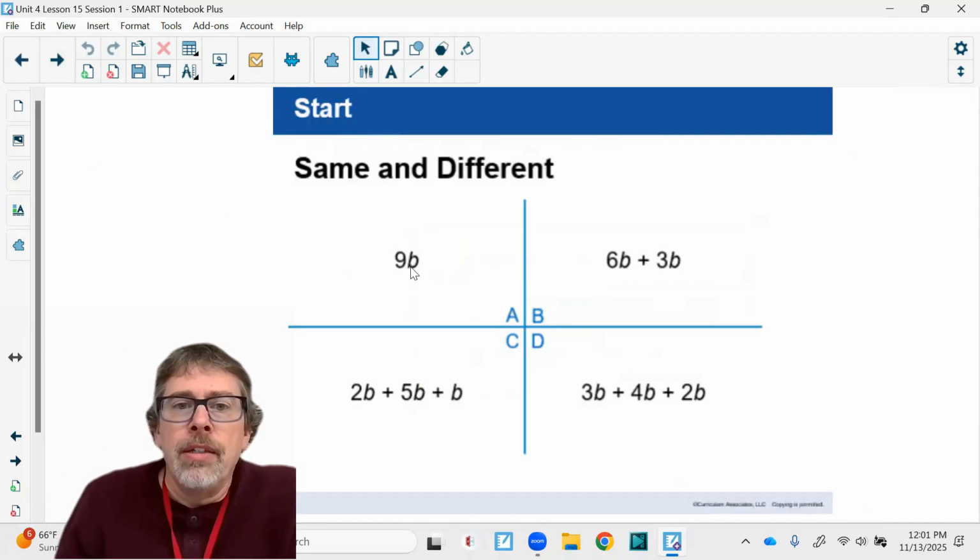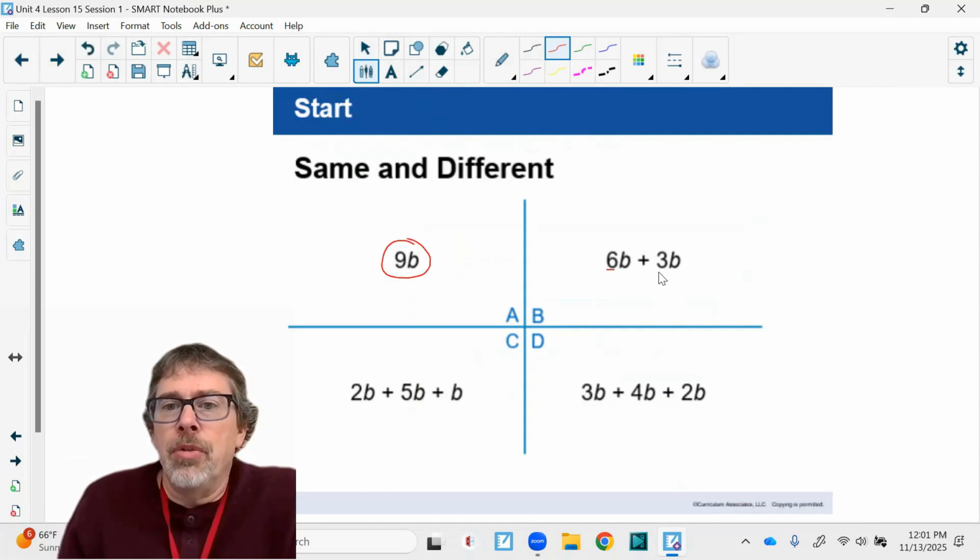Okay, so same or different? Well, we did this in class as a warm-up. 9b is as simple as it gets. These are called coefficients, and these are called variables. And when the variables are the same, you add the coefficients and keep the variable. So 6 plus 3 is 9, and then b. So a and b are the same.